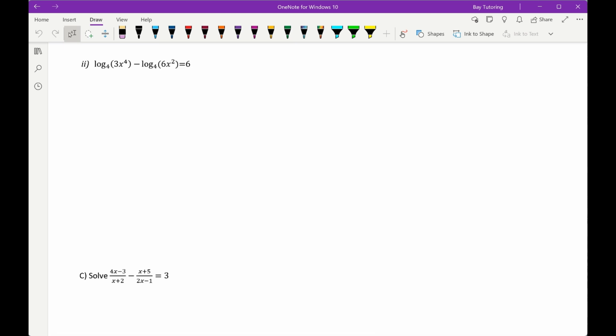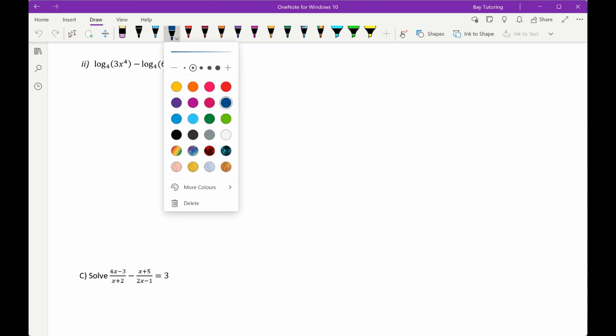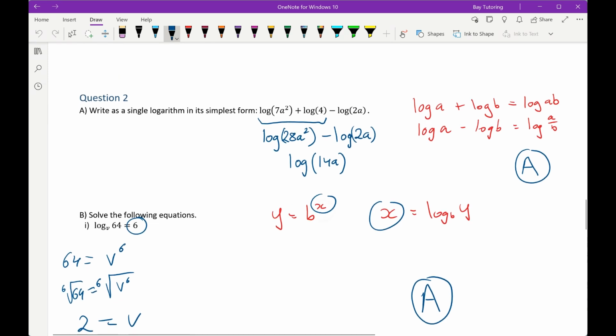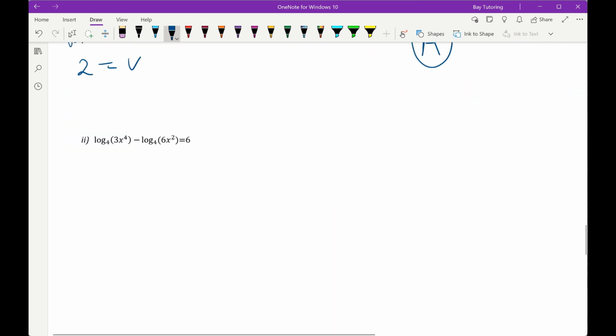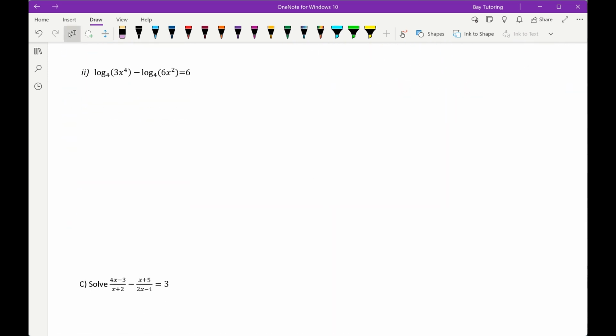Okay, so as it is, there's not a lot we can do with this. So we're going to have to rewrite it in some way. So you'll notice that the bases in the log are both the same. So that means we can write these as a single log using similar techniques to what we used in question A. So using these two rules here. These are subtracting, so we can write these as a single log. So the base stays the same. So we have to divide the arguments.